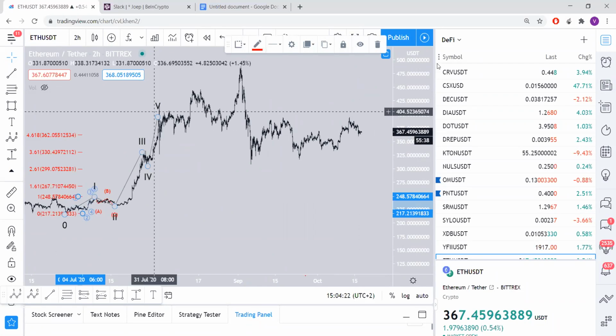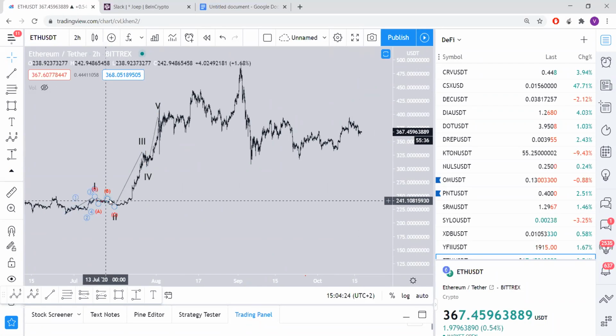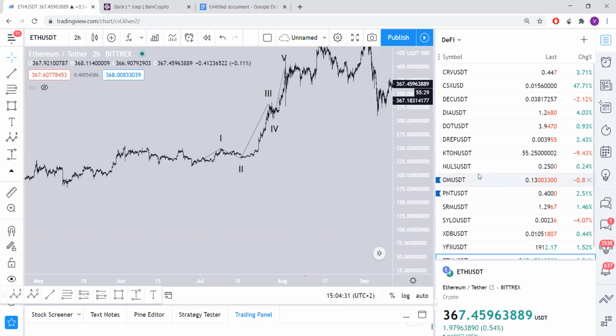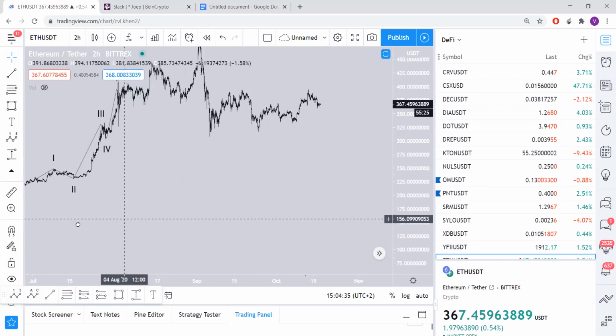Okay, so one more thing which I'm going to cover shortly. I will do another one on Elliott Wave later, or more advanced, like a webinar. No, I just won't cover that. Never mind.